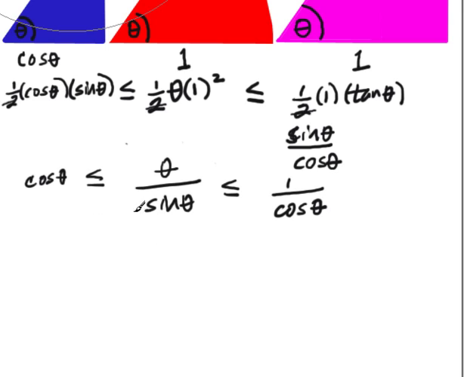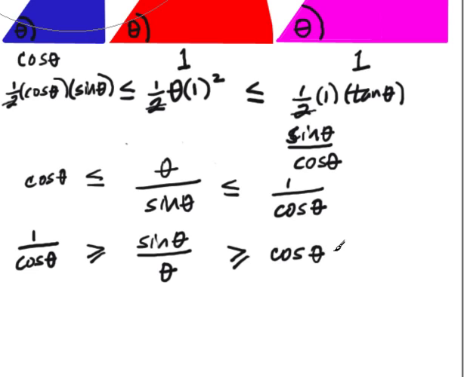And now we're going to take the reciprocal of each quantity. Remember, when you have an inequality and you take the reciprocal of both sides, the direction of the inequality changes. So we're going to change the directions of both inequalities and take the reciprocal of cosine theta here, so we have 1 over cosine theta. In the middle we have sine theta over theta, and here we have cosine theta. Now remember, we want to show that sine theta over theta goes to 1 as theta goes to 0. So here we have it in the middle.